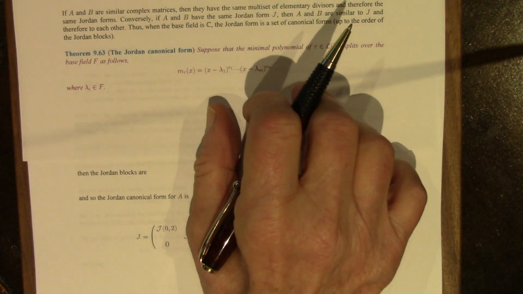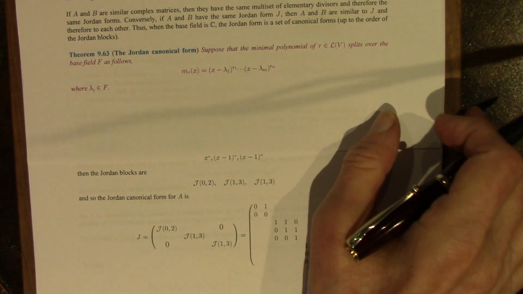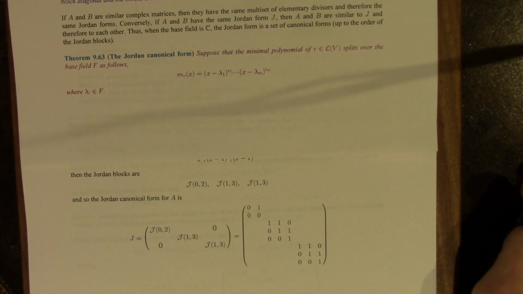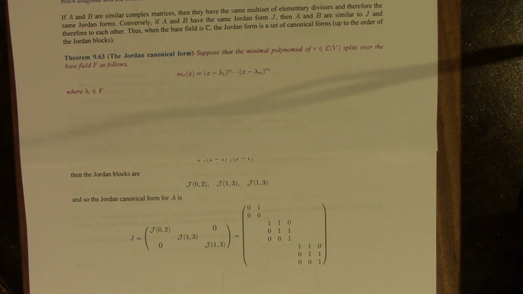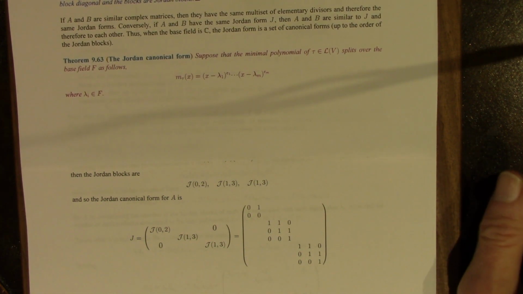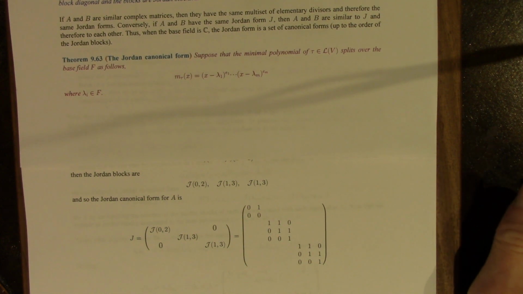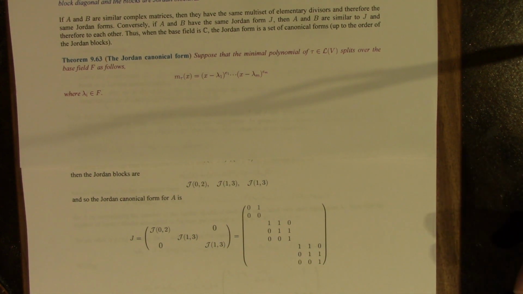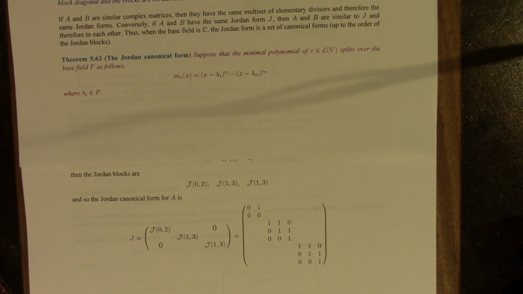Now, if A and B are similar complex matrices, then they have the same multi-set of elementary divisors, and they're linear powers of linear polynomials, and so they have the same Jordan forms. And conversely, if A and B have the same Jordan form, then they're both similar to that Jordan form and therefore similar to each other, and so Jordan form is indeed a canonical form.